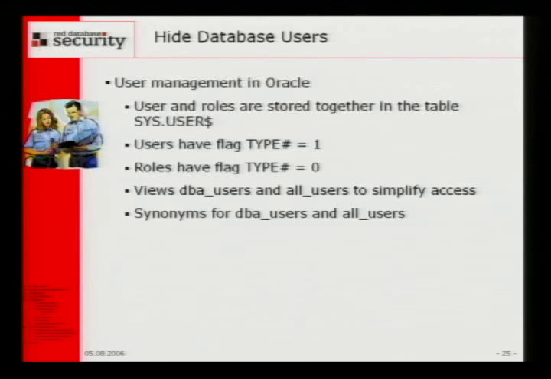And the user management is quite simple in Oracle. We have users and we have roles. Both objects are stored together in the same table, USER$. Users have the flag type number 1 and roles the flag type number 0. And to make access easier and simpler, Oracle provides two views, DBA_USERS and ALL_USERS, and public synonyms. So wherever you are in the database, you can submit the select star from ALL_USERS.